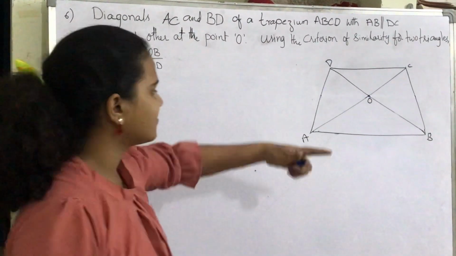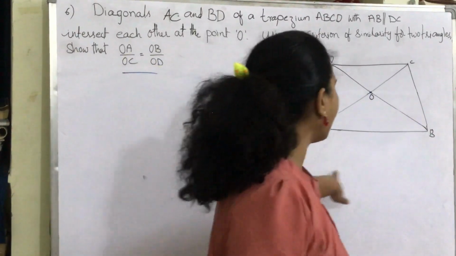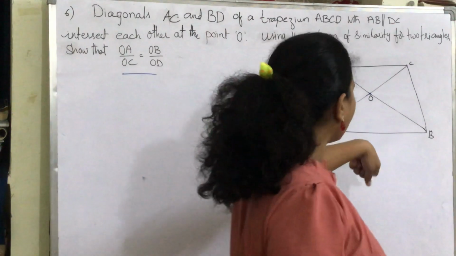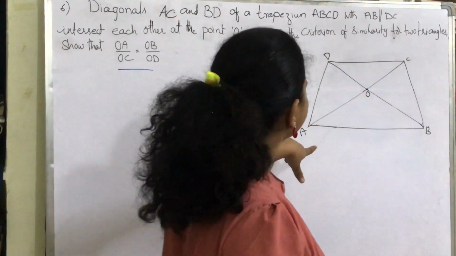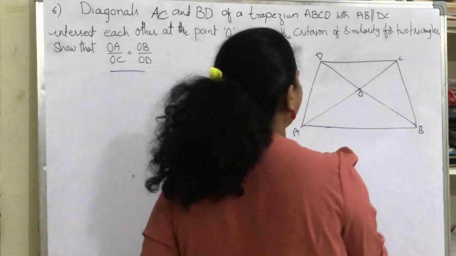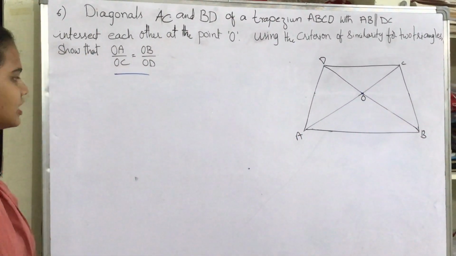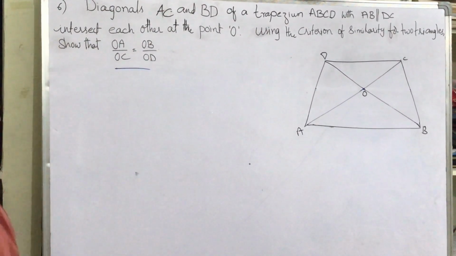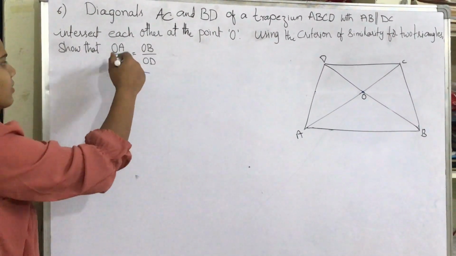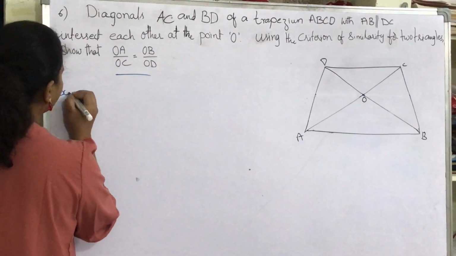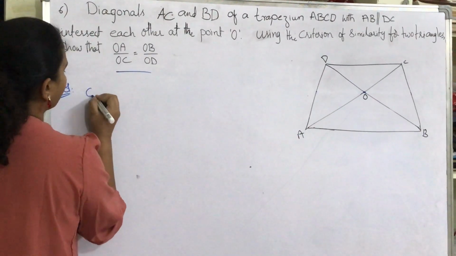Now look into this figure. You have a trapezium ABCD. AC and BD are the diagonals which intersect at a point O. Using the criterion of similarity of two triangles, we must show that OA by OC equals OB by OD. So firstly, let's write down the given data.